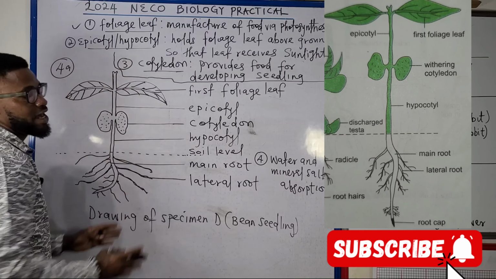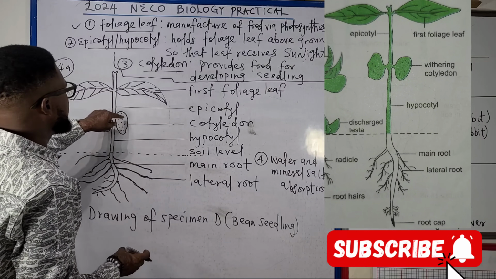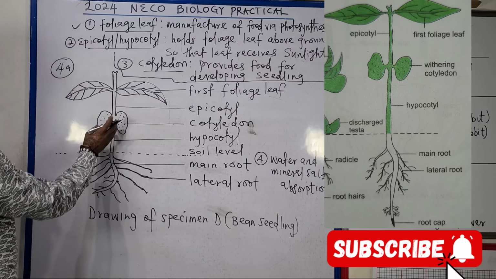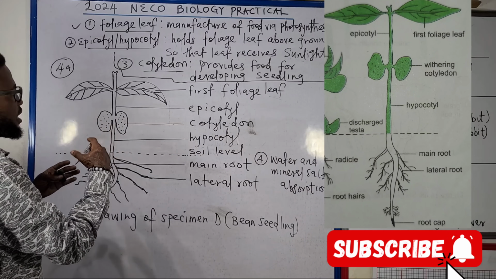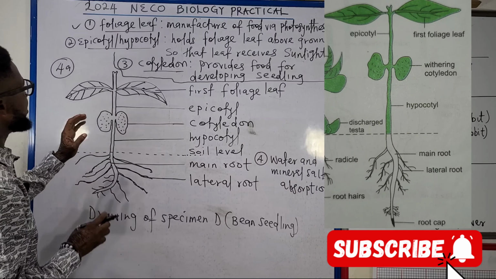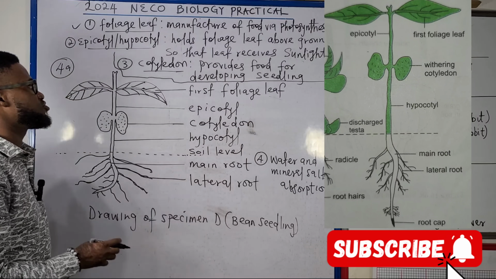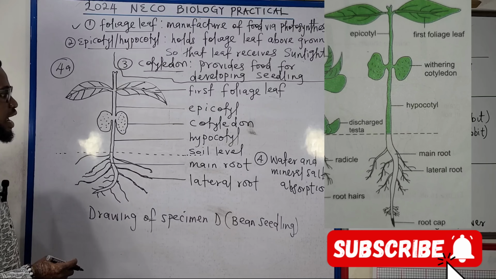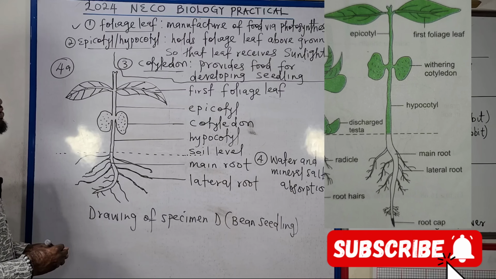It is just to support the leaf, to support the cotyledons, which is actually the next one. It is going to provide food for the developing seedling. So it's a very direct thing. Epicotyl, hypocotyl, they hold the leaf above the ground so that it receives maximum illumination or sunlight. That way, photosynthesis or manufacture of food is able to happen. And then the function of the cotyledon is that it provides food for developing seedling.